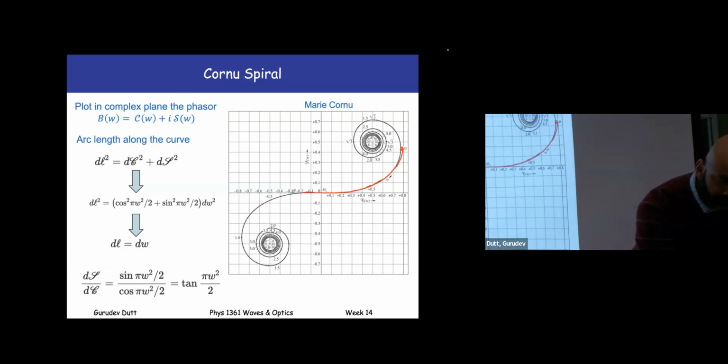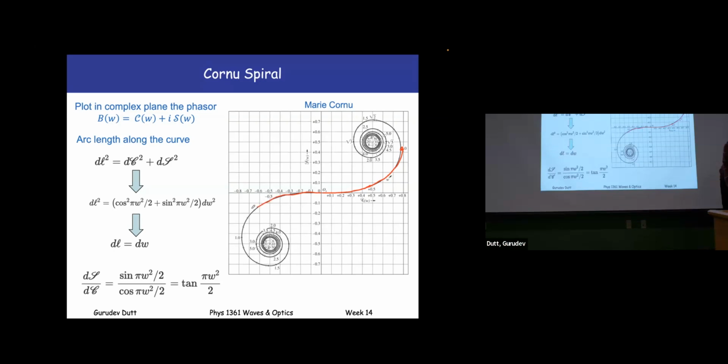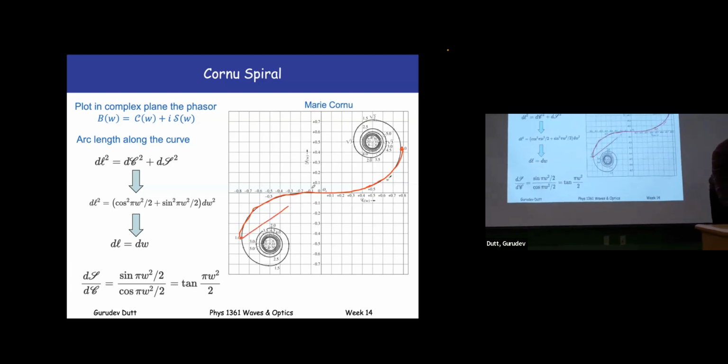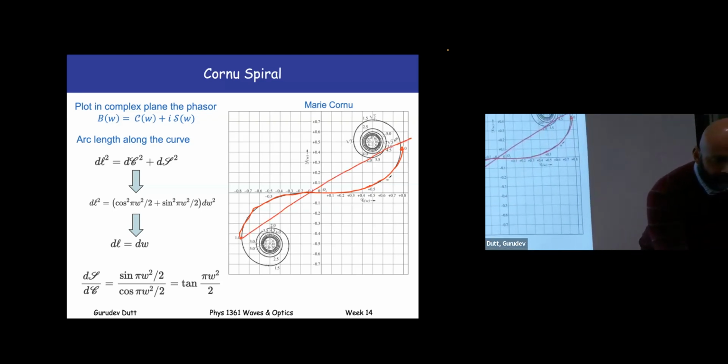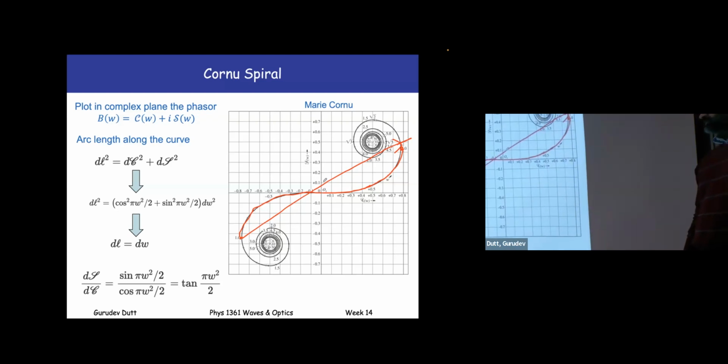Similarly, I can go to minus 1. And now the answer is basically given by taking the phasor between these two points and finding the magnitude squared of that. So this is the nice result from the Cornu spiral.